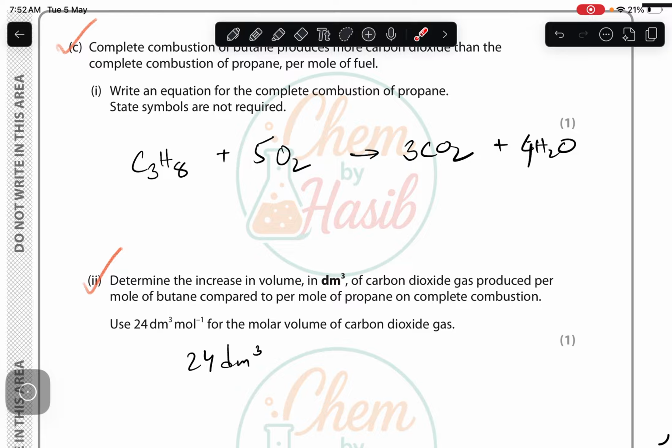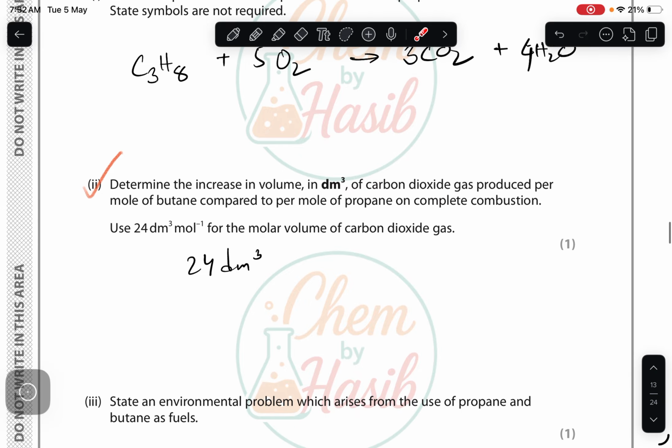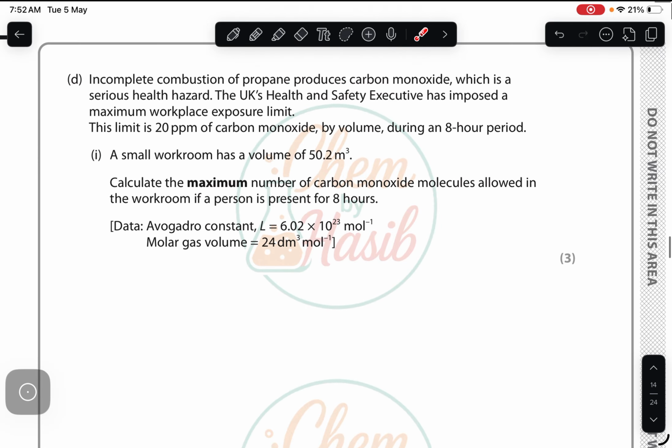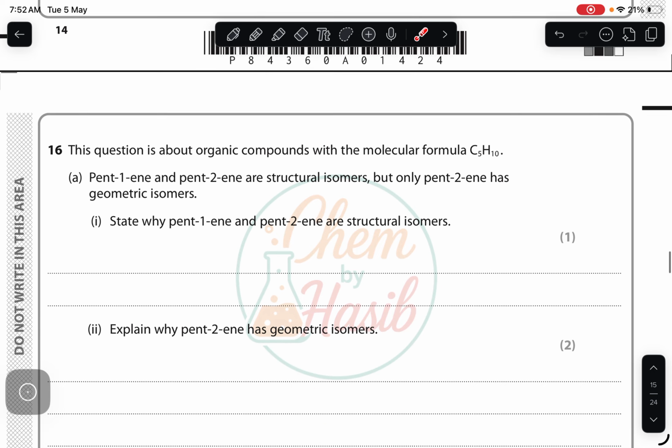When you have propane, it produces 3 moles of carbon dioxide. When you have butane, it produces 4 moles of carbon dioxide. So there is an increase in number of moles by 1 unit. So 1 mole is equivalent to what? 1 mole is equivalent to only 24 cubic decimeters. Yeah, that would be the answer. We move on to the next question.